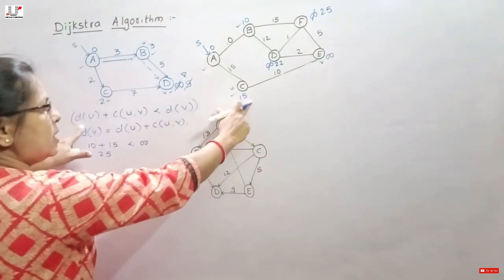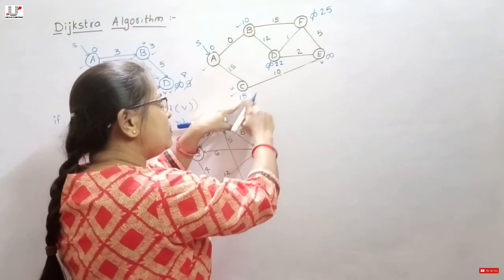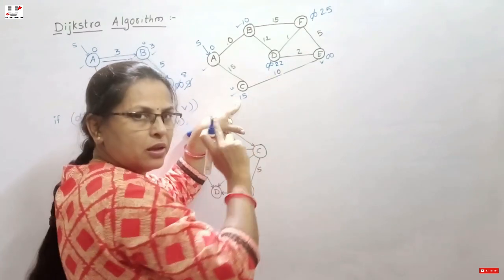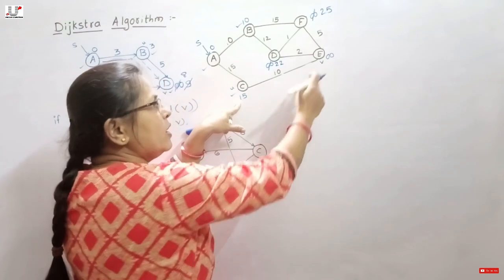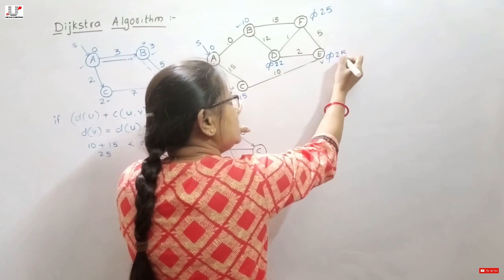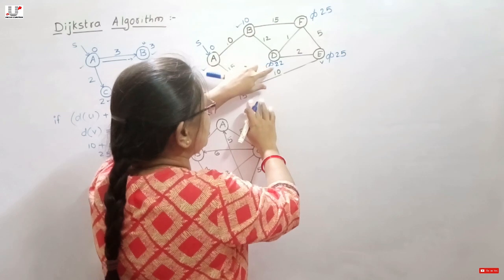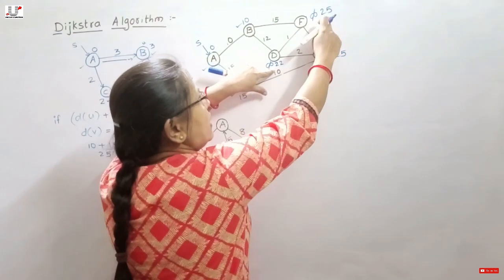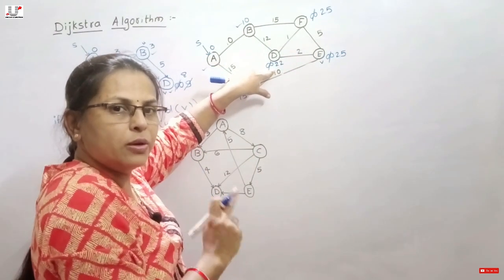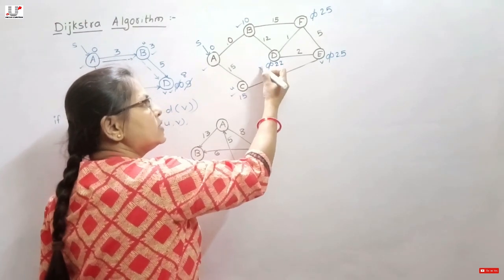Using this condition, the distance of U is 15, plus the cost of UV, which is 10. 15 plus 10 gives 25, and 25 is less than infinity, so replace that infinity with 25. Now from 22, 25 and 25, select the vertex having minimum weight. So here D is selected.